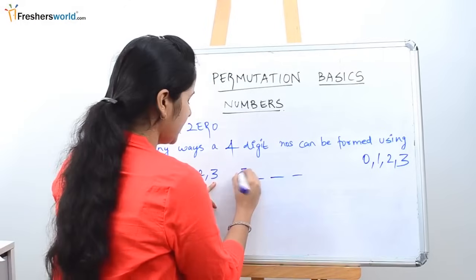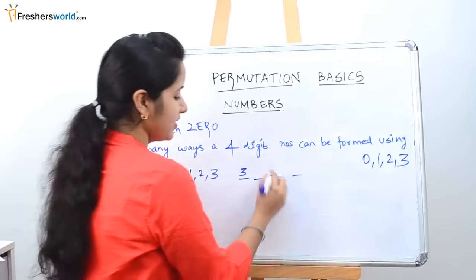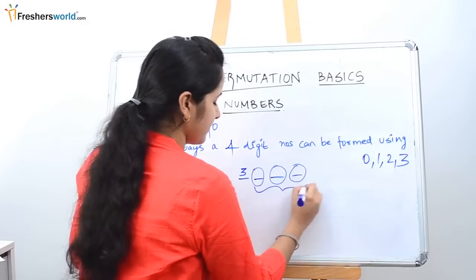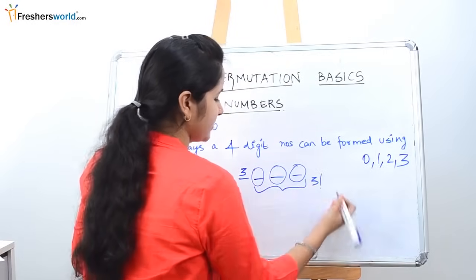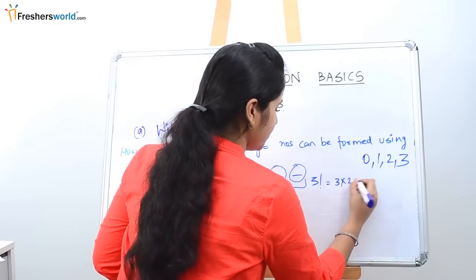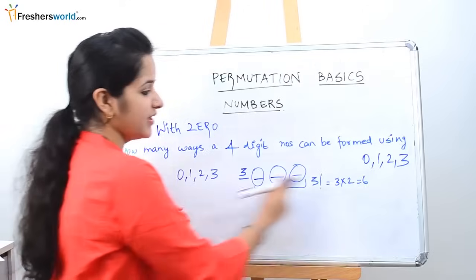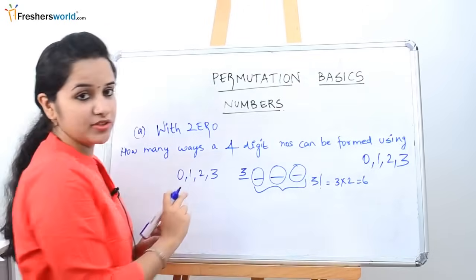First, let's consider 3. If we have 3 in the first place, what are the ways in which the other numbers can be used here? It is 3 factorial ways, which is nothing but 3 into 2, 6. So if we have 3 as the first digit, then there are 6 ways you can form the 4-digit number.